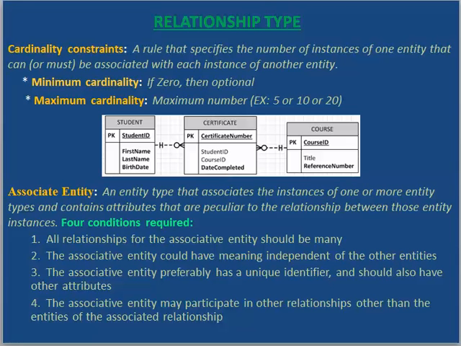Number 3, the associative entity preferably has a unique identifier and should also have other attributes. Number 4, the associative entity may participate in other relationships other than the relationships of the associated entities.